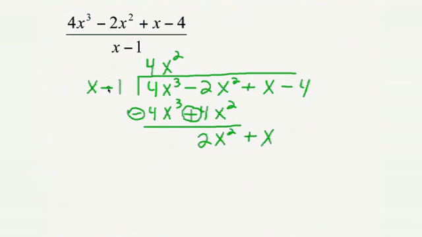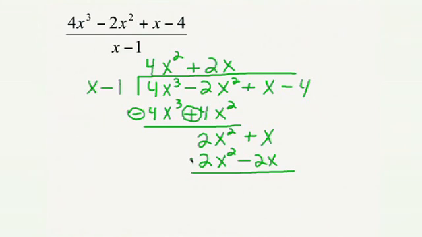Now I ask myself, what do I multiply x by to get 2x squared? I want positive 2x squared, so I need to multiply by positive 2x. The 2 gives me a 2. The x times this x gives me the x squared. So positive 2x times x is positive 2x squared. Positive 2x times negative 1 is negative 2x.